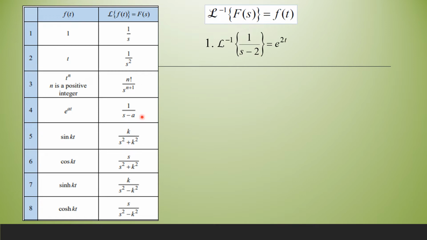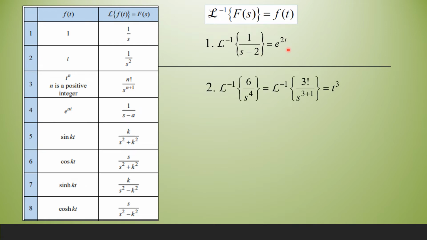Now since the inverse of 1 over s minus a is equal to e to the power of at, the inverse Laplace transform of 1 over s minus 2 is equal to e to the power of 2t. We just have to replace a by the number 2. So this is the function in s. After we have found the inverse of the function in s, the answer is in terms of t.